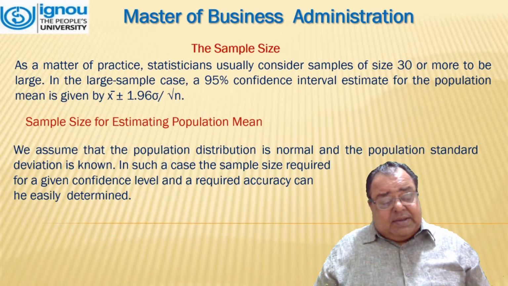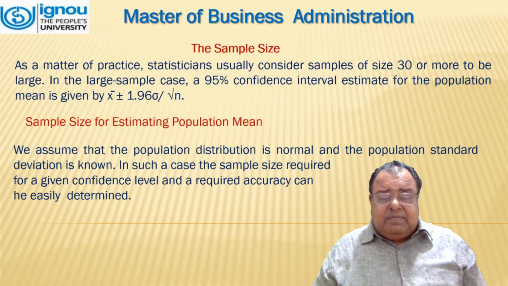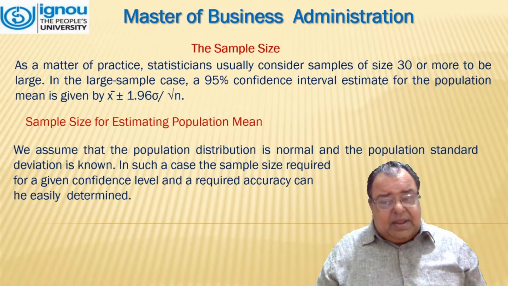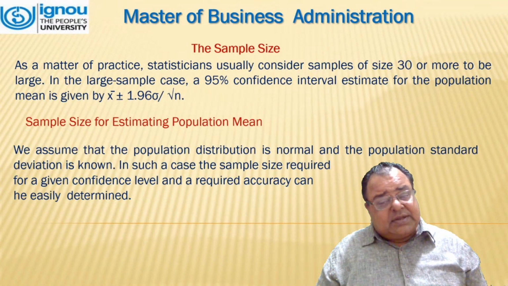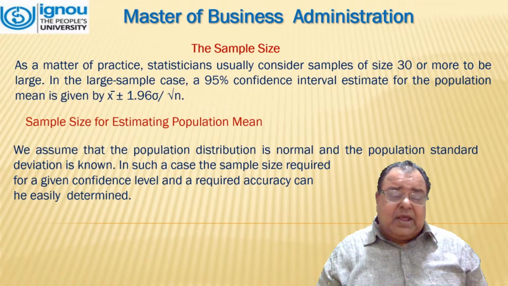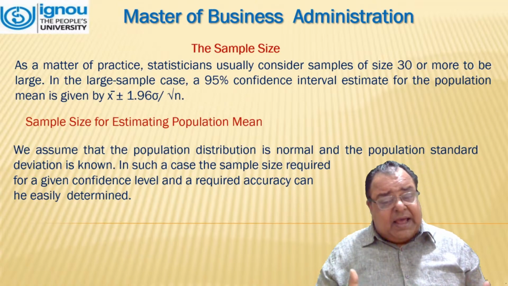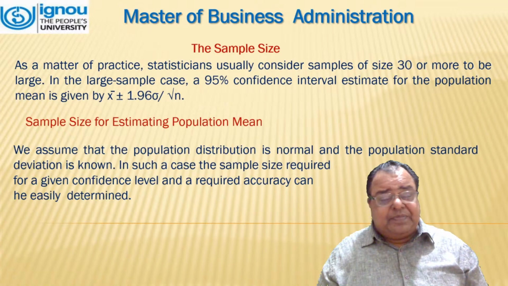Now we will see the sample size for estimating the population mean. We assume that the population distribution is normal and the population standard deviation is known. In such a case, the sample size required for a given confidence level and a required accuracy can be easily determined.